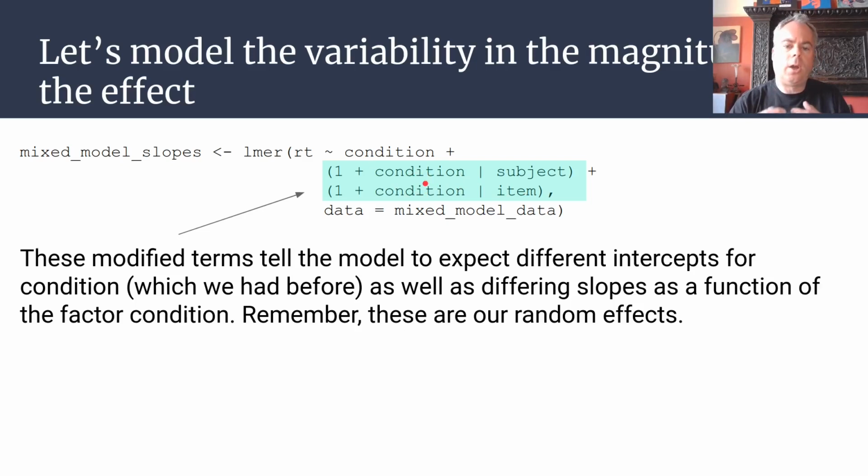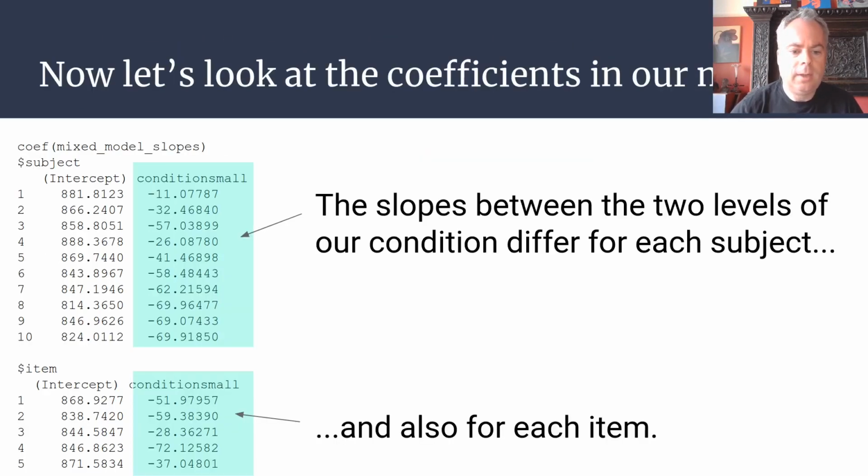So we're not just modelling baseline differences between our subjects and between our items, we're also modelling differences in the order of magnitude of the difference between our different experimental conditions. If we do that and then look at the coefficients for that model, we now see that in addition to different baseline estimates for each of our different participants, we've now also got different estimates corresponding to the magnitude of the effect size, or of the difference between the levels of our experimental factor.